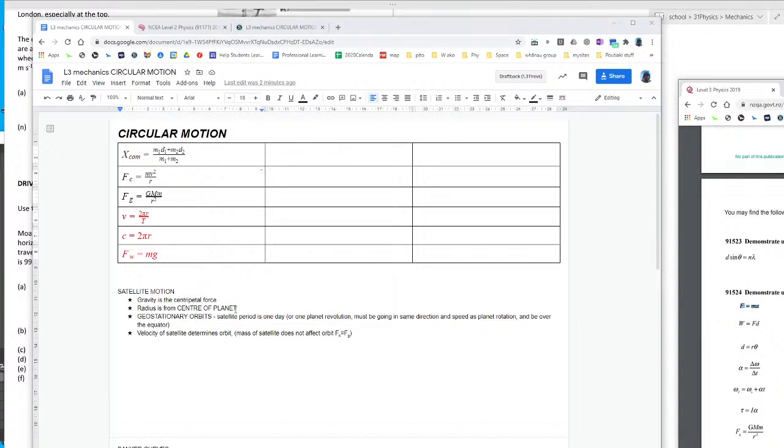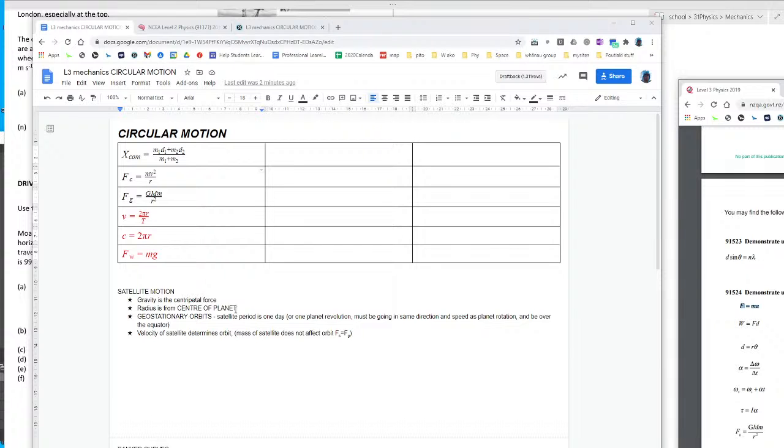We'll see in a little while that quite often they give you two distances. They'll give you the distance from the surface of the planet to the satellite, and then they'll give you the radius of the planet as well. And you have to add those two things together. It's a stupid trick that they play every single year. Geostationary orbits are an orbit that has a period of 1 day. It has to be over the equator of the planet.